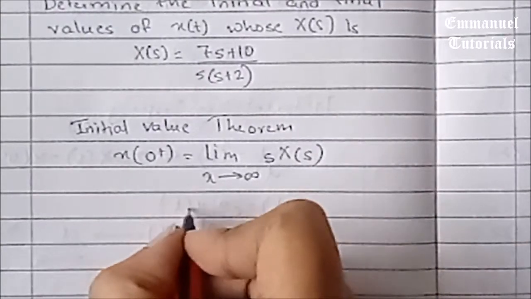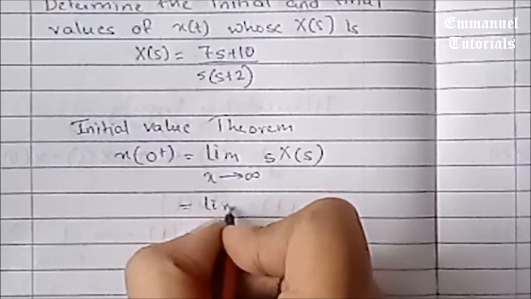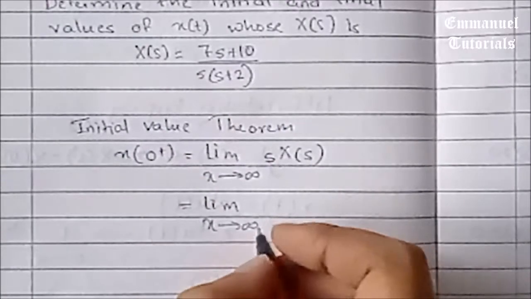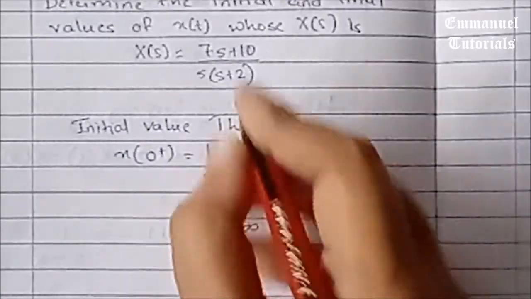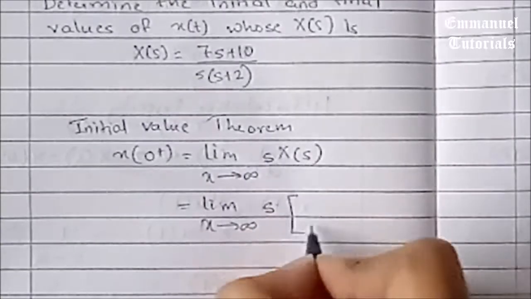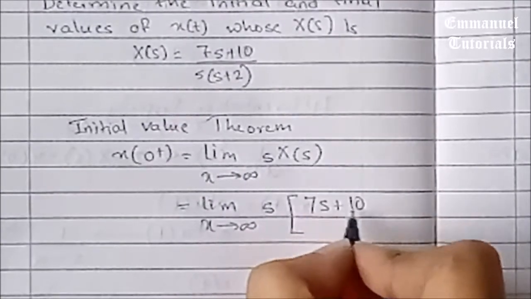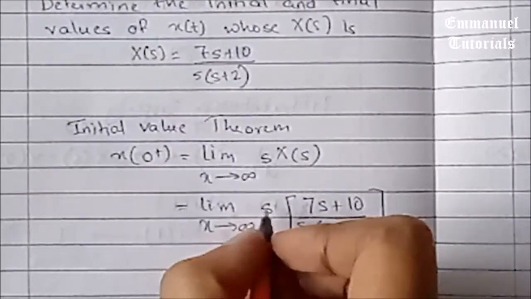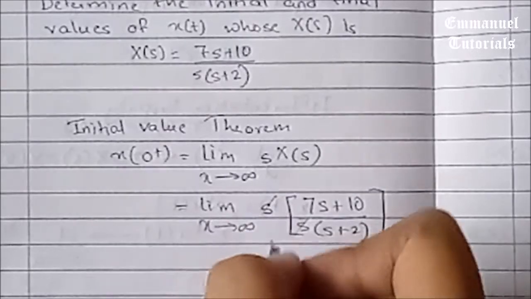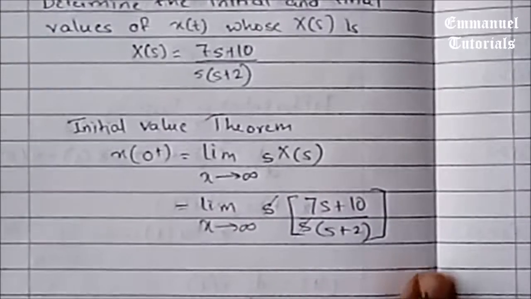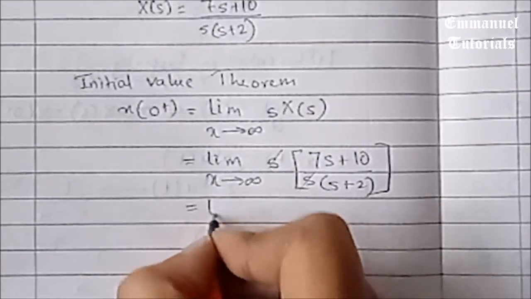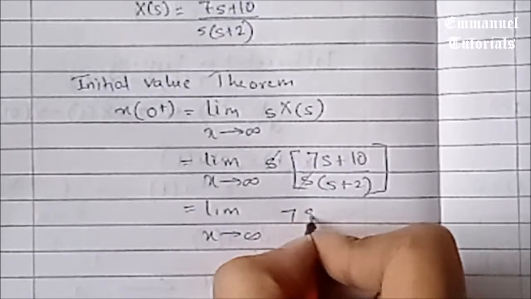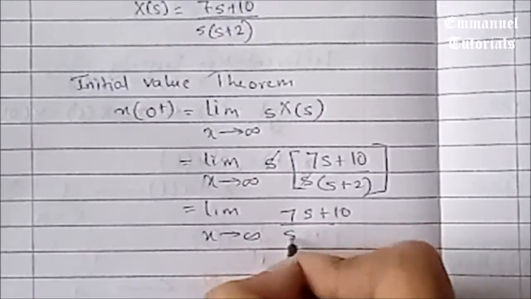So for this, what do we do? We just take the limit of the signal tending to infinity and multiply the Laplace transform by s. So it will be s into X(s). Here X(s) is (7s + 10) upon s into (s + 2). So what we'll do is just cancel s and s because they are common in the numerator and denominator. What we are left with is limit s tends to infinity (7s + 10) upon (s + 2).